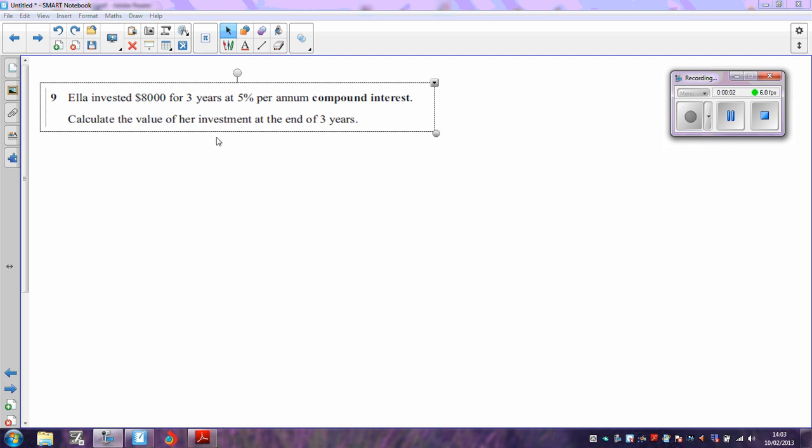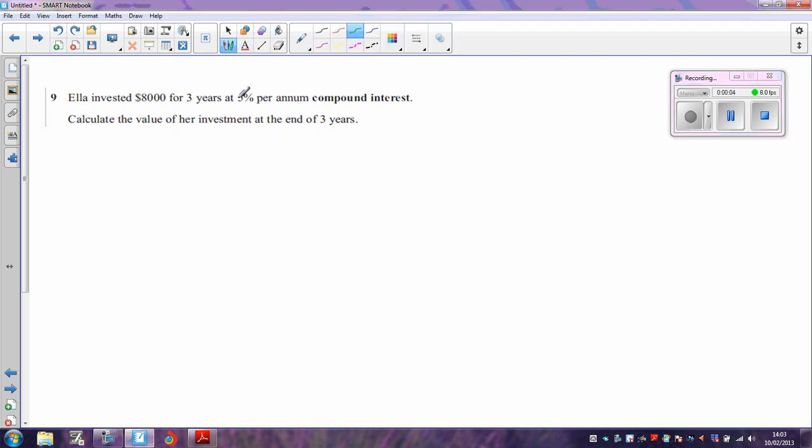Okay, the quickest way to do this, we are increasing something at 5% per annum compound interest. That means that our original £8,000 is going to increase by 5% per year. Now, to increase something by 5%, the easiest way to do that is multiply by 1.05. In other words, you're finding 105%, or 100% plus 5%, of what you originally had.